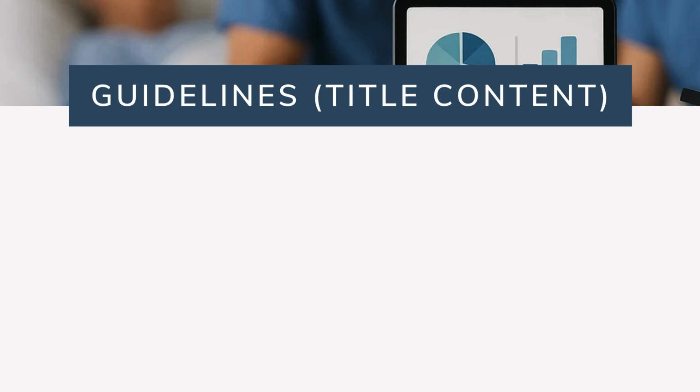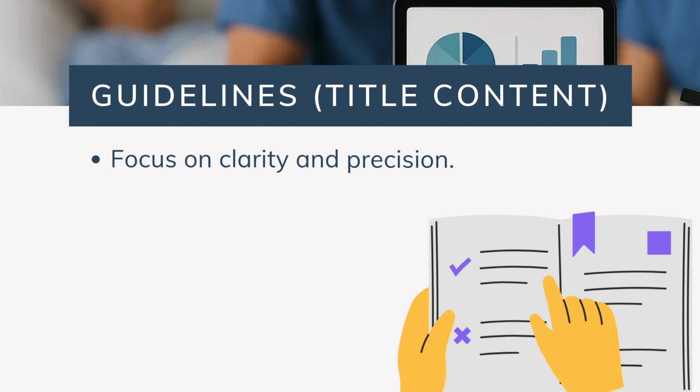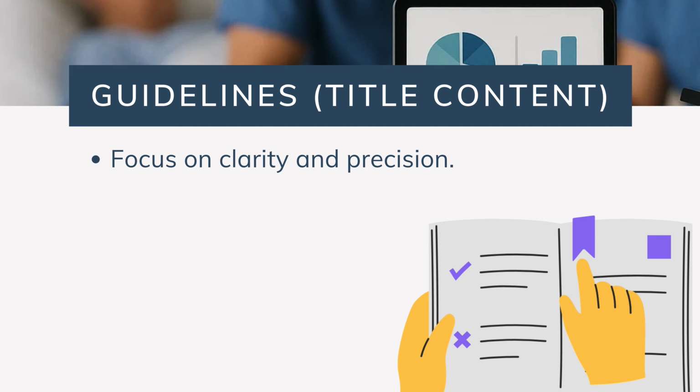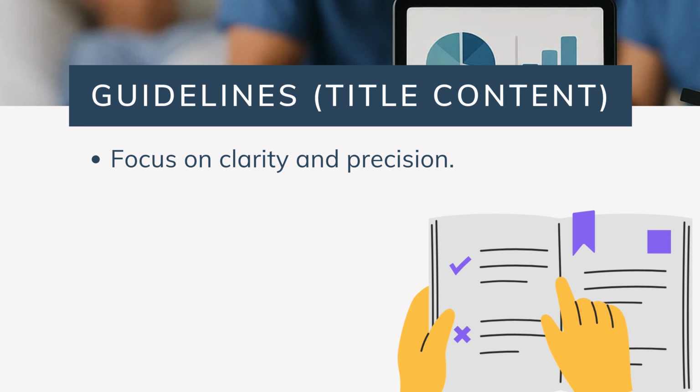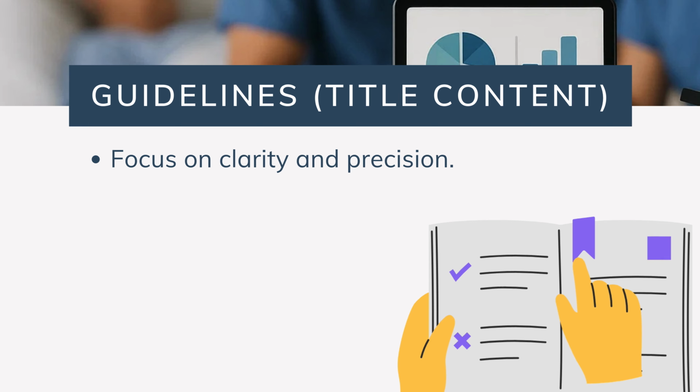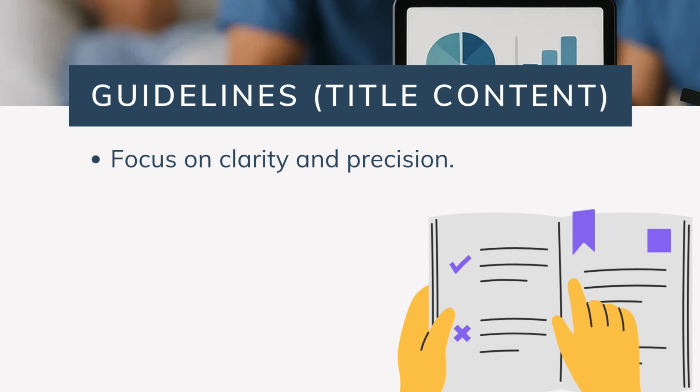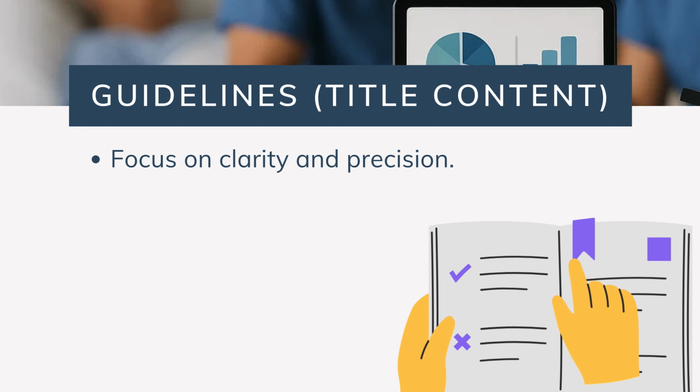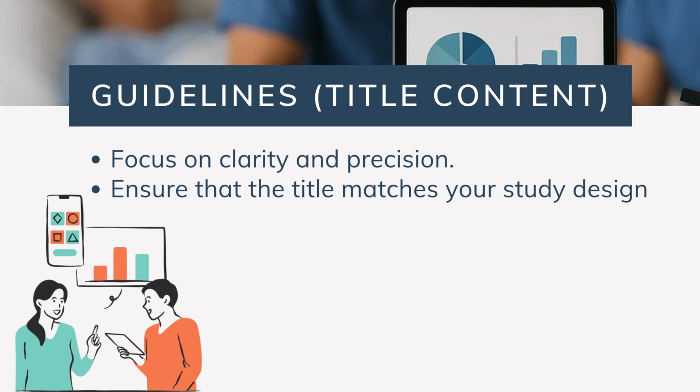Now let's discuss what makes a title well written in terms of content. First, the clarity and precision. Avoid being vague or redundant. Say exactly what you mean. Second, make sure your title aligns with your research design and statement of the problem. They should be a perfect match.